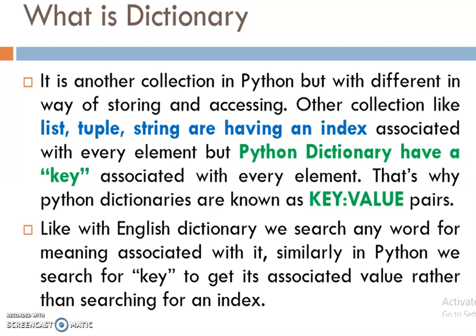That's why Python dictionaries are known as key value pairs. Like with the English dictionary, we search for a word to find the meaning associated with it. Similarly, in Python, we search for a key to get its associated value, rather than searching for an index.